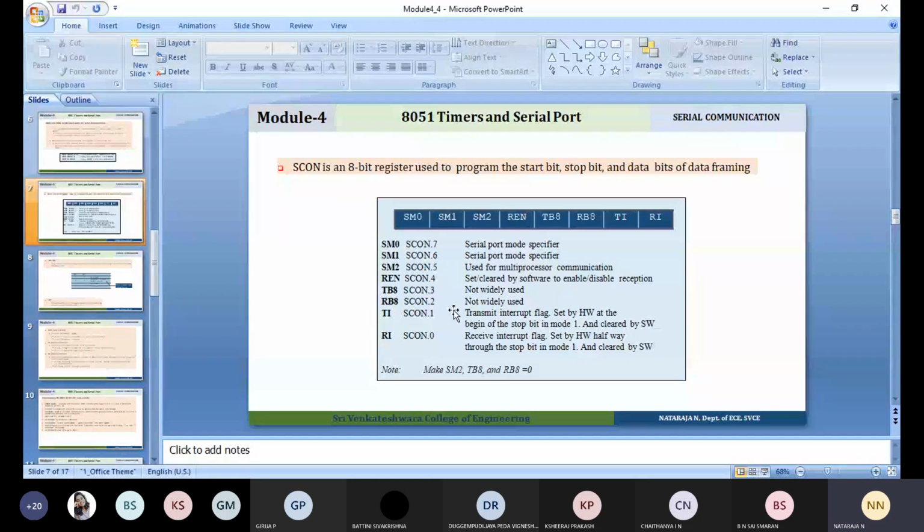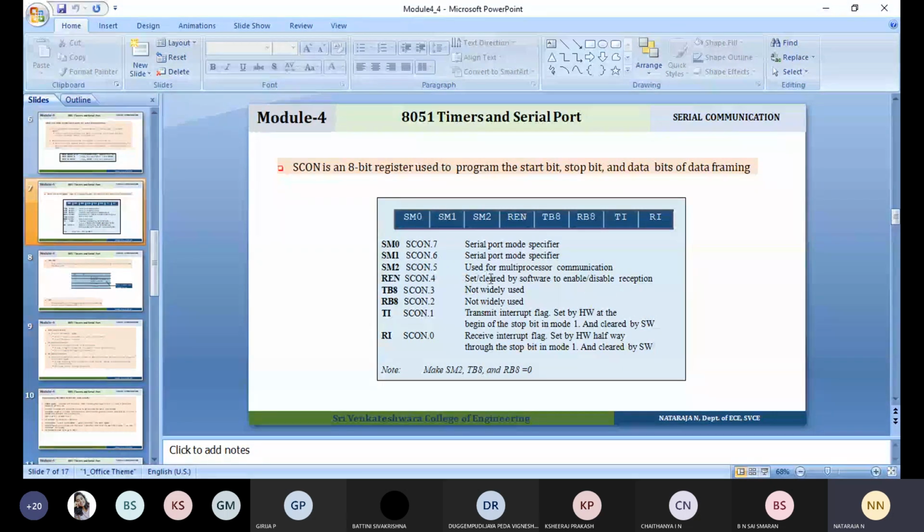With respect to SCON.2 and SCON.3, that is RB8 and TB8, we are not going to use them here. They are kept for future purposes. For SCON.4, the first one will be REN, which is set or cleared by the software to enable or disable receiving the data.